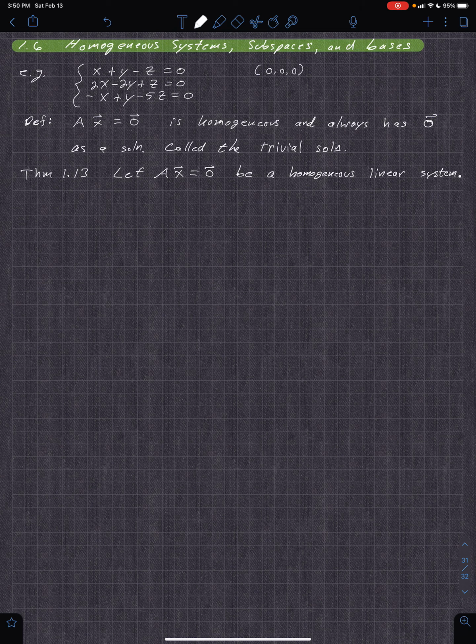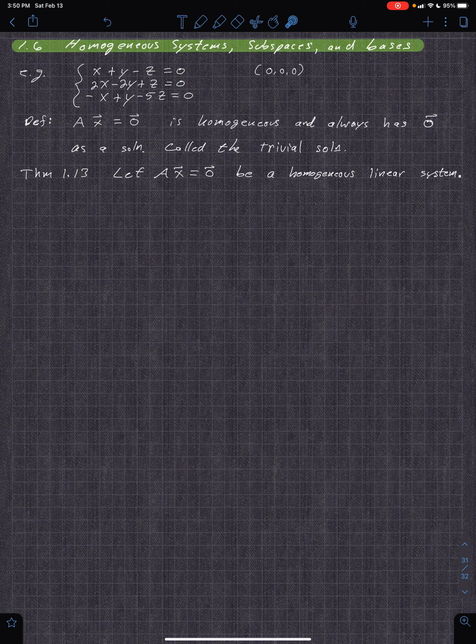Moving on to 1.6, which is on homogeneous systems, subspaces, and bases. So actually quite a bit to go through in this section. First we'll talk about what's called a homogeneous system. And basically it's rather simple. It's a system of equations that's set equal to 0.